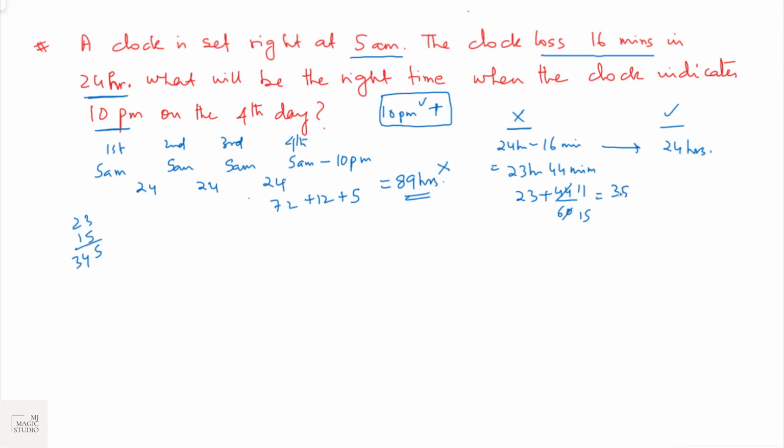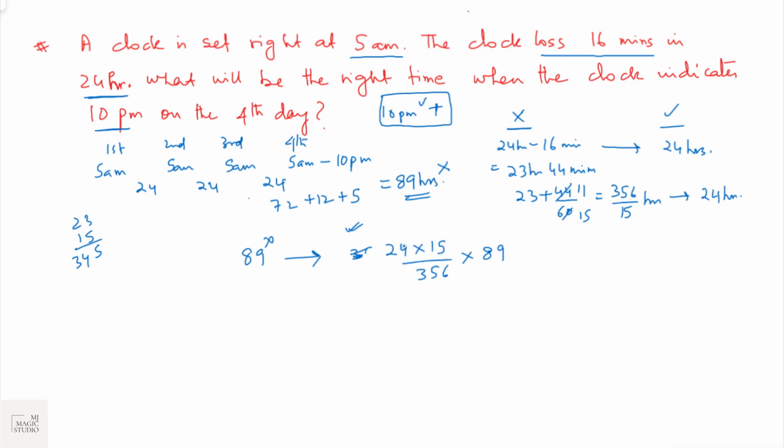356 by 15 hours. So when the movement is 356 by 15 hours on the wrong clock, the movement on the correct clock is 24 hours. Now the movement on the wrong clock is 89 hours. So the corresponding movement on the correct clock would be, okay, I need to start with 24. 24 into 15 by 356 into 89. Let's solve this.